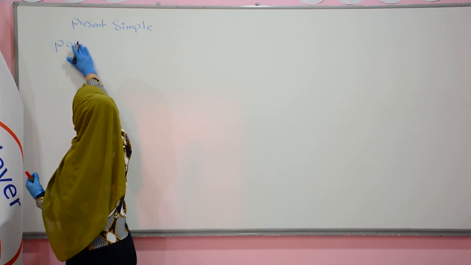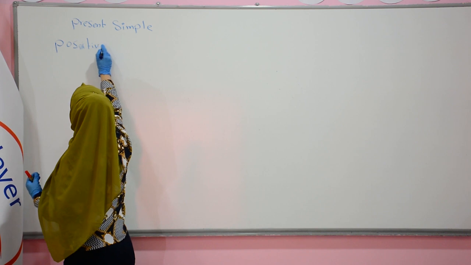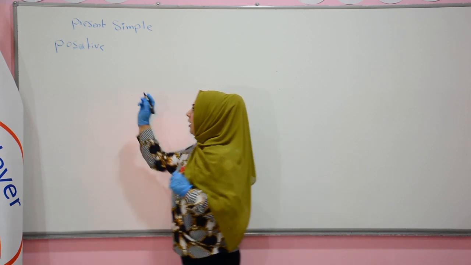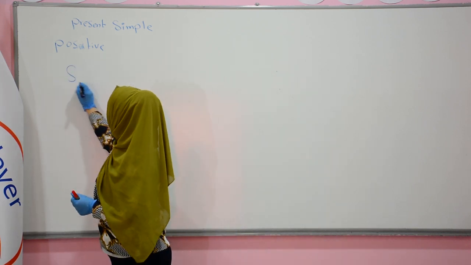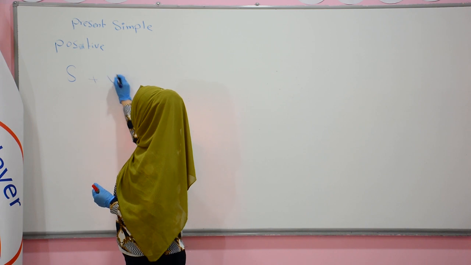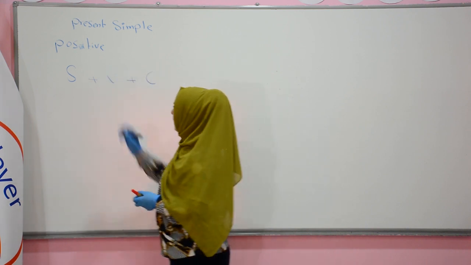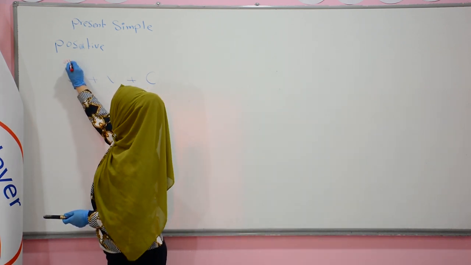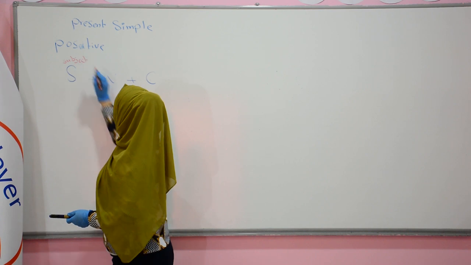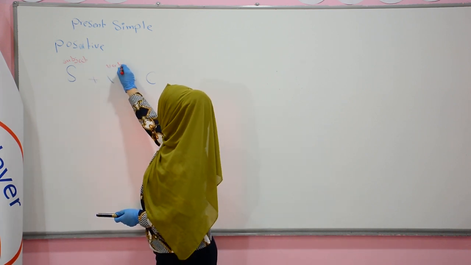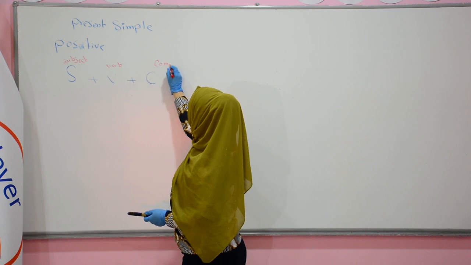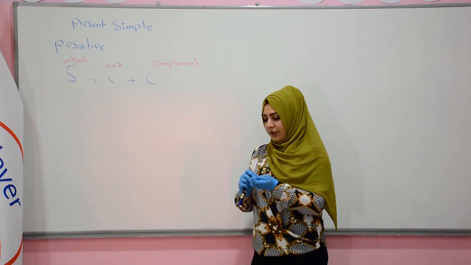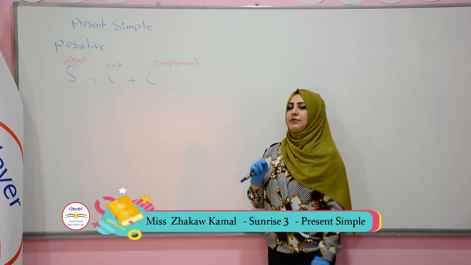Positive, we have the rule of positive. Let me write the rule of positive. For example, we have subject, we have verb, we have complement. It is subject, it's verb, it's complement. This is the rule of positive forms.